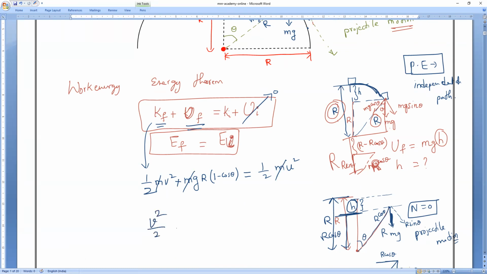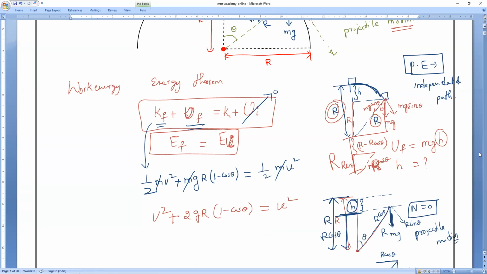This will become v square by 2, and you can bring this u square by 2 to this side. I'll take 2 as the LCM, so you can solve this one. So v square plus 2gR into 1 minus cos theta equals u square. Clear, everybody? All of you?